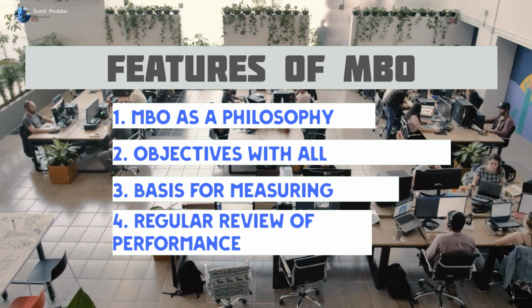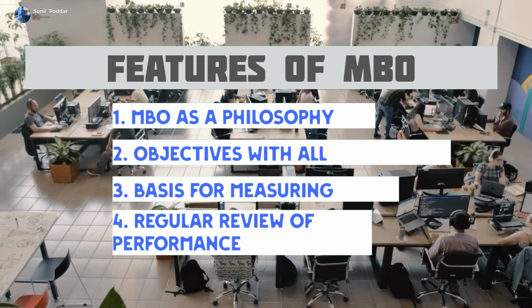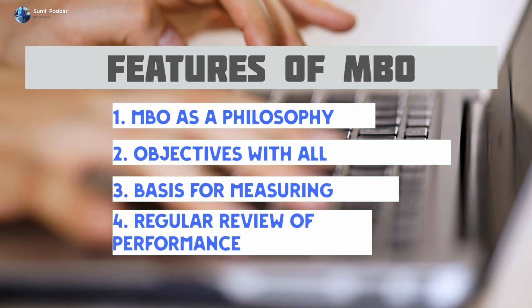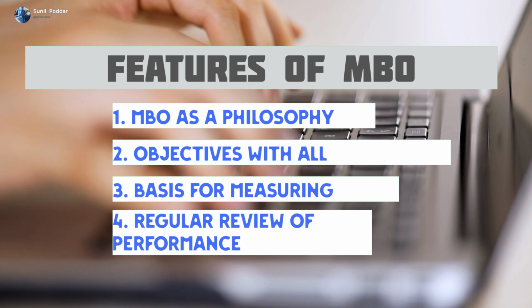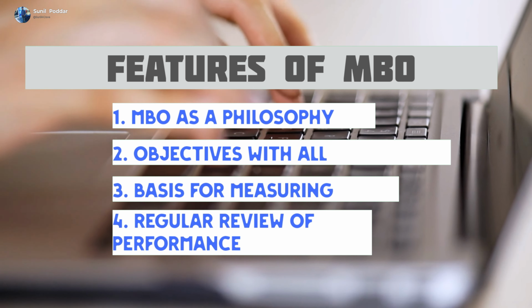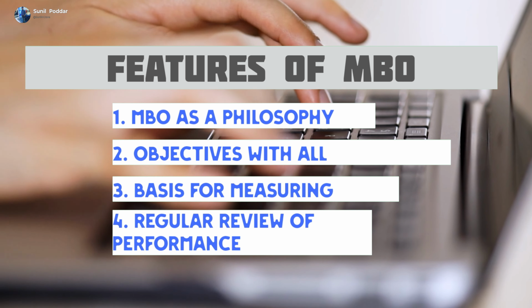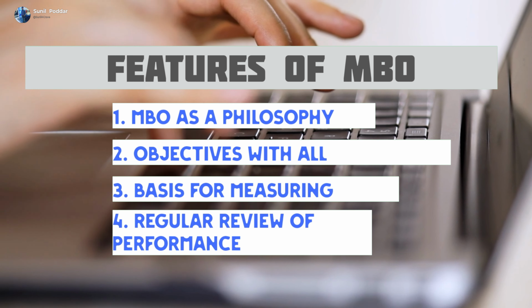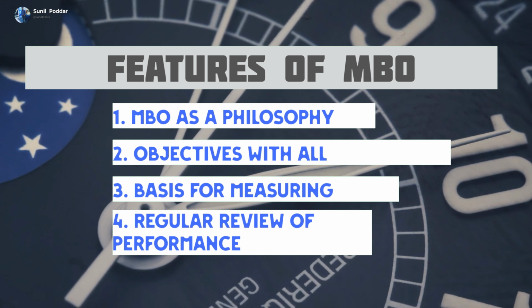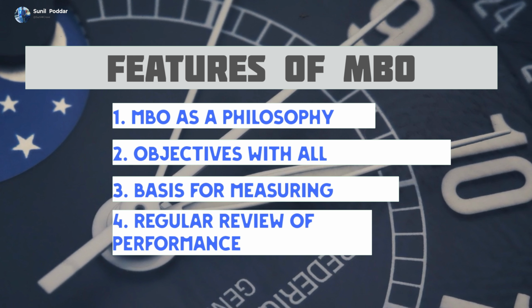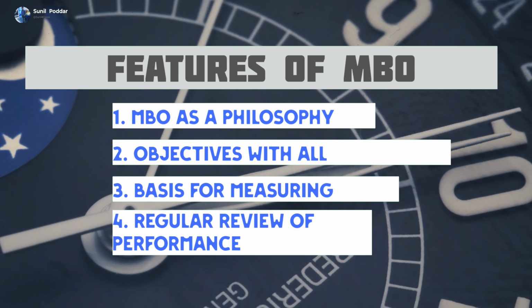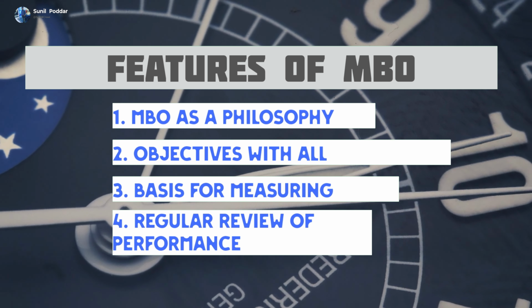MBO emphasizes collaborative goal setting between superiors and subordinates. For instance, in a healthcare organization, a doctor and department head may collectively decide on an objective like reducing patient waiting time, which then guides the entire team's efforts. Basis for measuring performance. Objectives in MBO serve as a benchmark for evaluating performance. For example, a store manager might be assessed based on how well they meet targets for sales growth and customer satisfaction compared to predefined objectives.